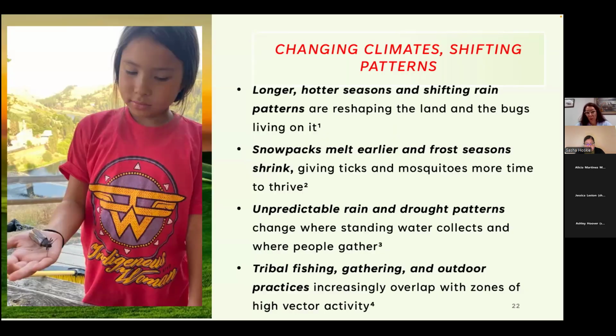So what we do know is that we have changing climates and all these shifting patterns, the longer, hotter seasons. With these changing seasons, especially in California, the snowpack is shrinking, the spring melt is happening weeks earlier, and frosts are shorter. This is letting the bugs live a lot longer into the year. They're not having the freeze and die-off that we would typically see from the colder weather.